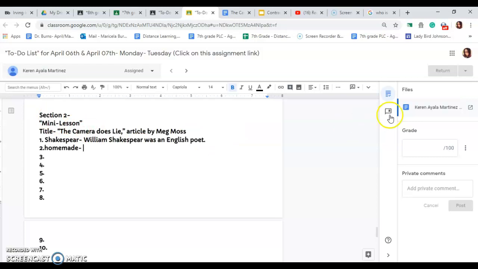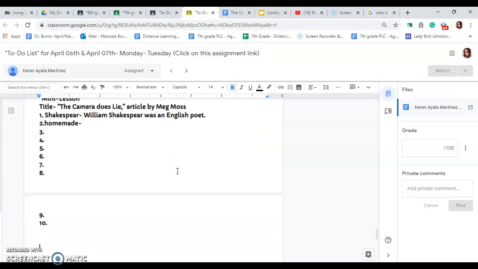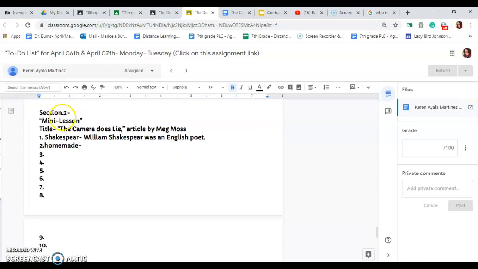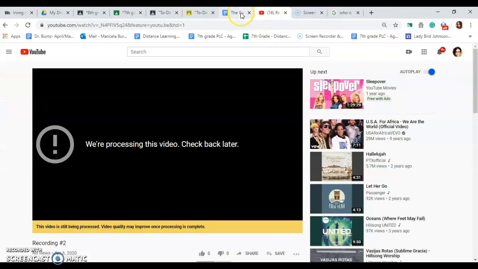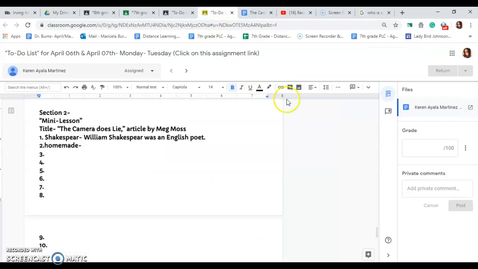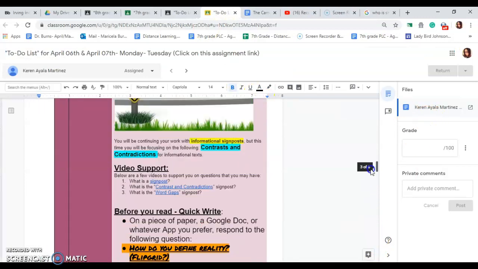Now that's just section 2. So then we're going to proceed on. Once you're done with that, we're going to proceed on to, just double check we're in mini lesson, section 2. We're going to proceed on to, close that now, to the top and see where we're at.